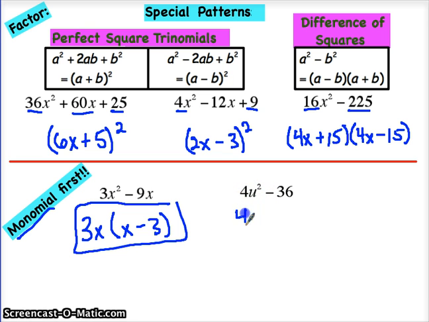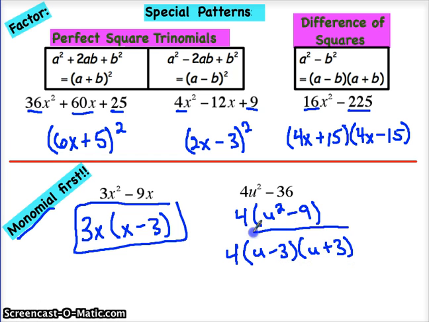Notice there's a 4 that would go into both 4 and 36. So we could factor that out of our statement. Then you'll notice that u squared minus 9, well, u squared is a perfect square, so is 9. And that's the difference, subtraction, difference of two perfect squares. So that makes me think of my difference of squares pattern from up top. 4 times u minus 3, u plus 3. And that is a well-factored, completely factored statement.